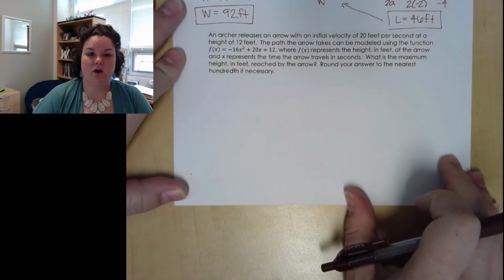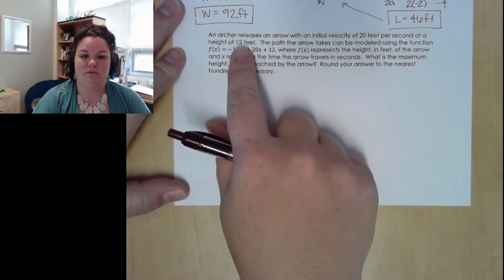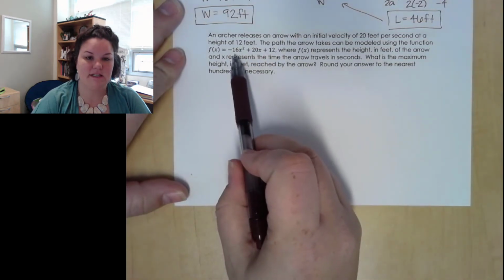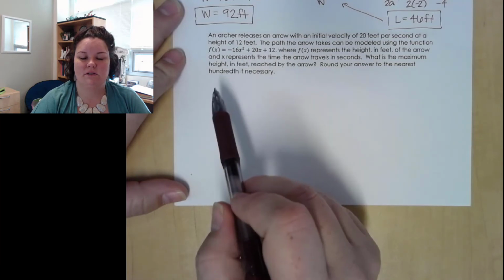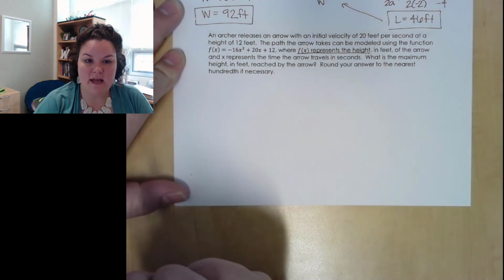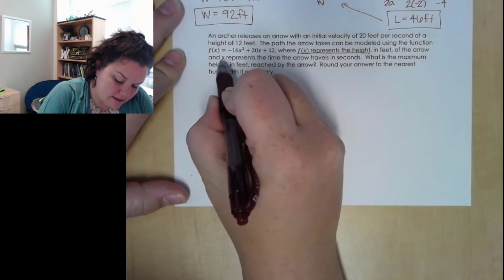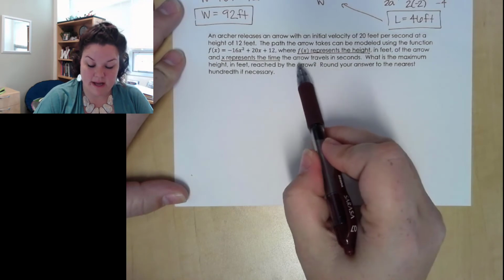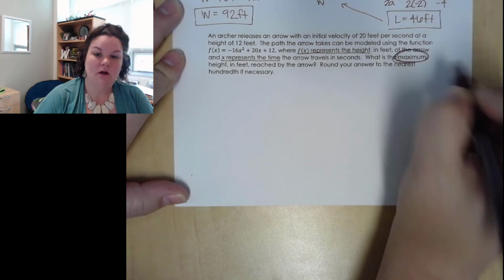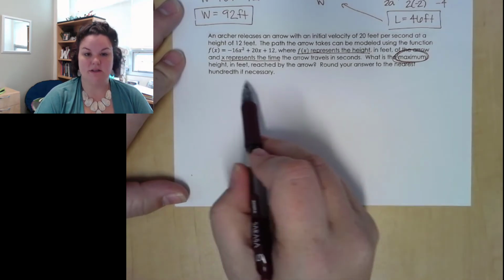So on this one, it says an archer releases an arrow with an initial velocity of 20 feet per second at a height of 12 feet. The path the arrow takes can be modeled using the function f of x equals negative 16x squared plus 20x plus 12, where f of x represents the height in feet of the arrow and x represents the time the arrow travels in seconds. What is the maximum, okay, that's an important word, what is the maximum height in feet reached by an arrow? Round your answer to the nearest hundredth if necessary.